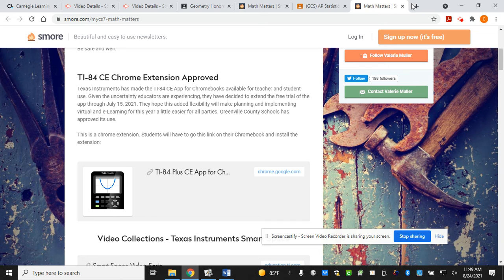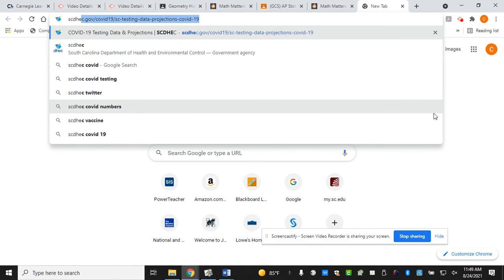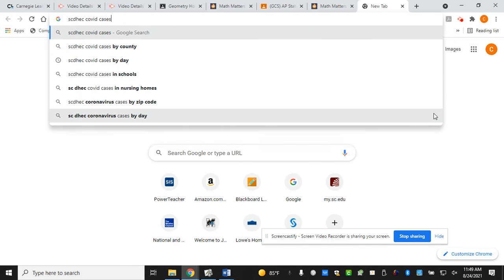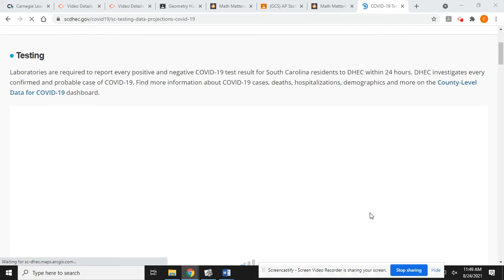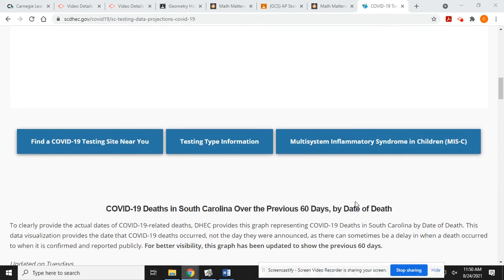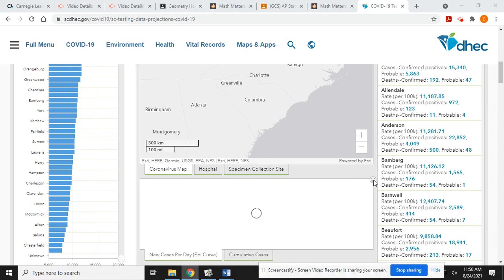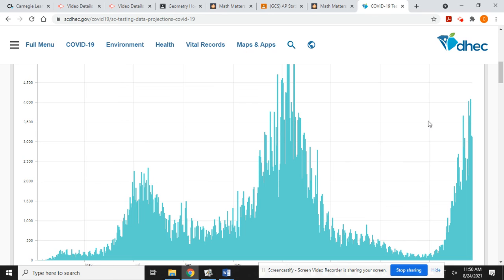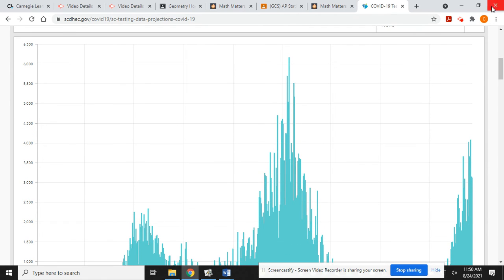Interesting here. Since y'all, if we've got COVID data, I might as well use it. Come on. I want it to be a little bit smaller than that.